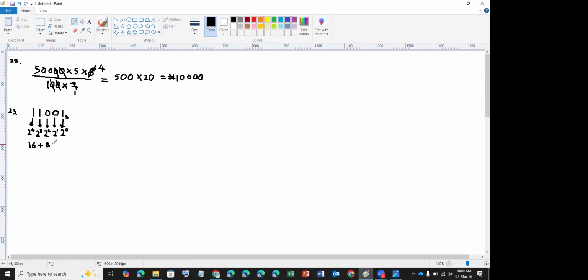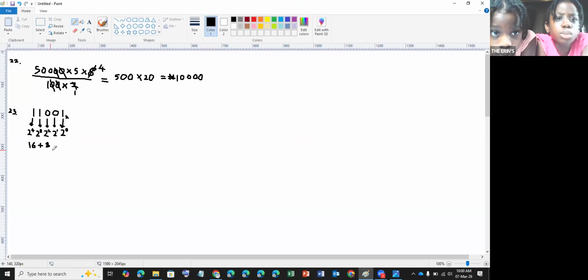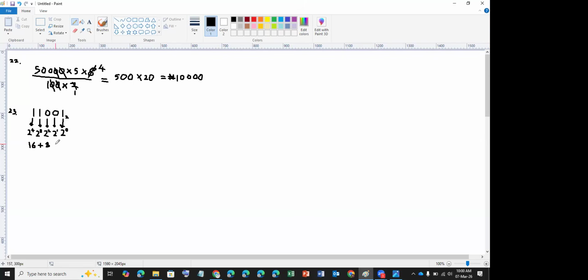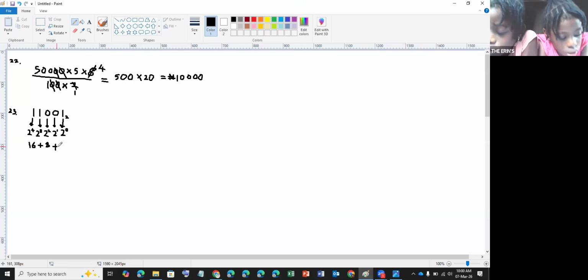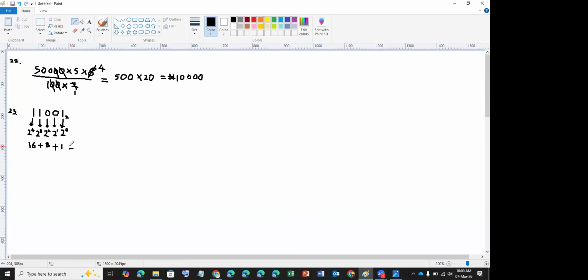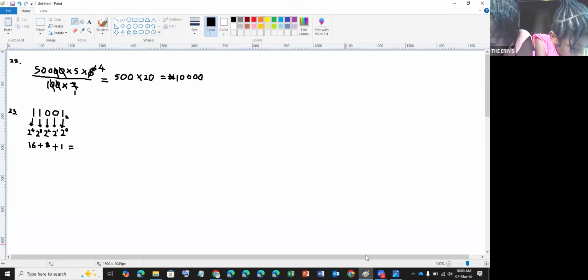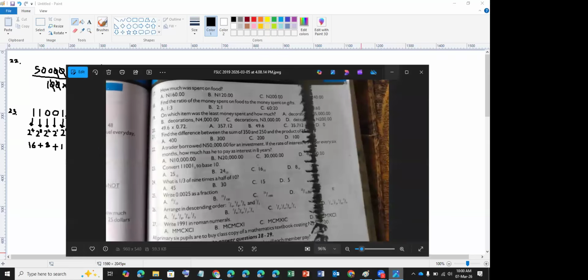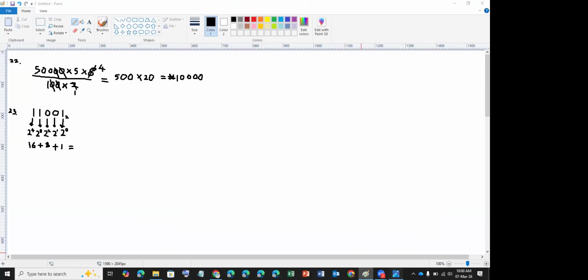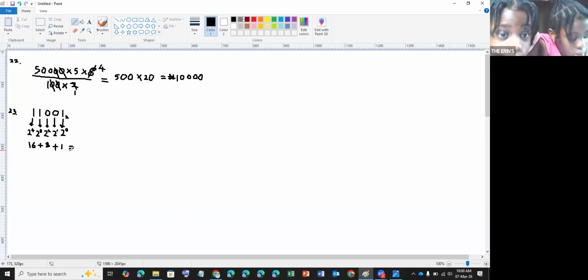Be doing your own. Me, I'm doing my own. Don't worry, I'll explain my own method to you. Continue. 32 plus 16 is 48. Then plus 1 equals 49. Is it the same question that me and you are solving? It's another question you are solving, because I don't know which question you are solving again.